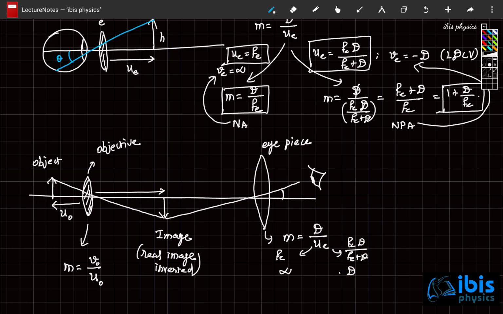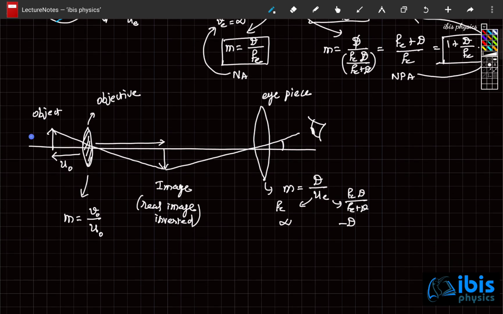So suppose this is a 1 centimeter object and the image is, let us say, 3 centimeter, and the eyepiece produces a final image of, let us say, I'll use this lens here.